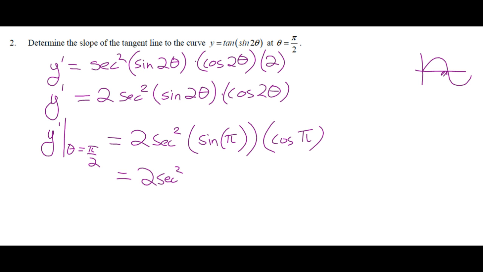Zero. And what's the cos of pi? It doesn't matter. Well, it doesn't matter if secant squared of 0 is, but it's not. What's the cos of pi? -1. What's the secant of 0? Yeah. So what's secant? 1 over cos. What's the cos of 0? 1. What's 1 squared? 1.